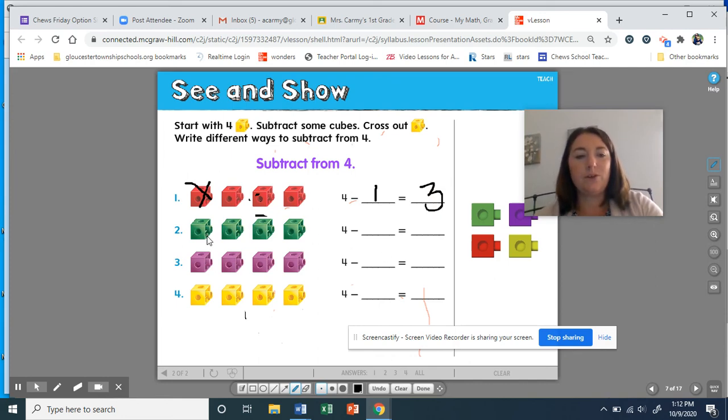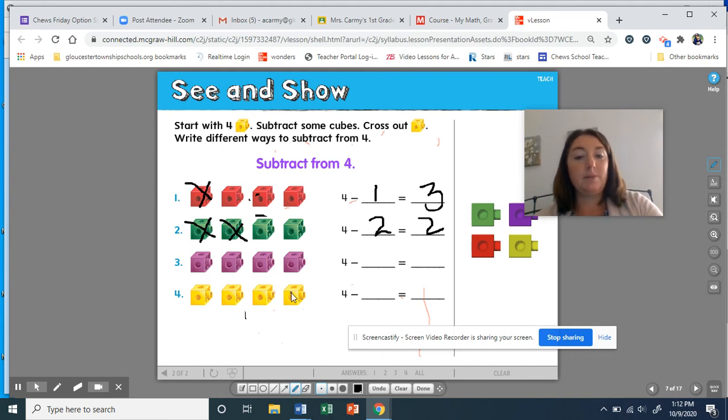All right, for number 2, I have 4 connecting cubes again, and let's take away 2. So 1, 2. All right, how many am I left with? 1, 2. 4 minus 2 equals 2. Just like 2 plus 2 equals 4, so that's kind of like a doubles fact.